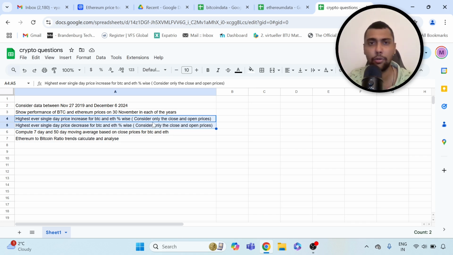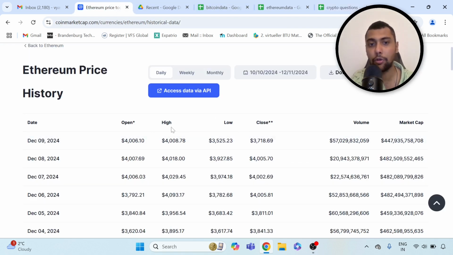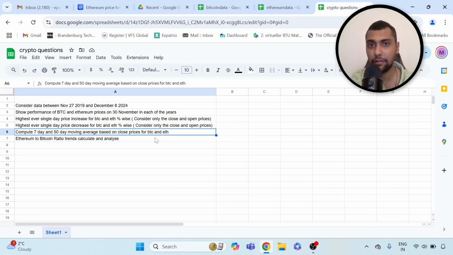So you probably need to use some kind of calculation. So keep that in mind. Then also there's a concept called moving average. So try to Google what is a moving average and calculate the 7-day and 50-day moving average for Bitcoin, Ethereum, again based on just the close prices, right? As you see, we had a lot of columns, high, low, close, open, but for moving average, just consider the close prices, right? Just do a 7-day and 50-day moving average.